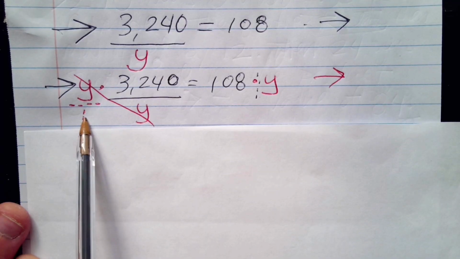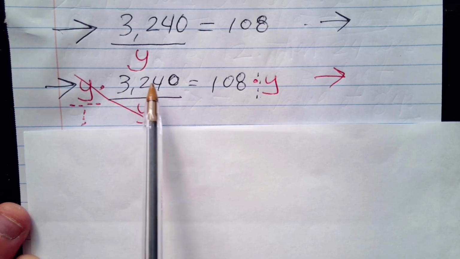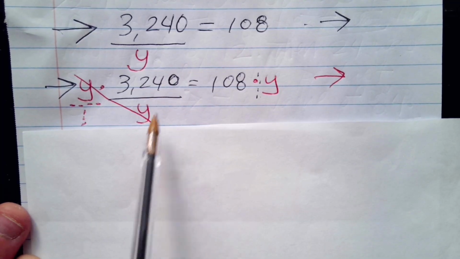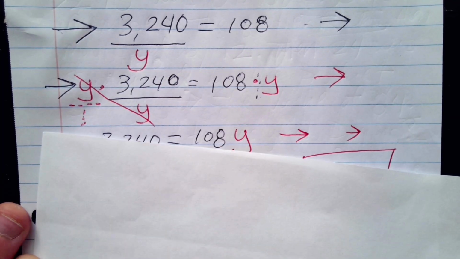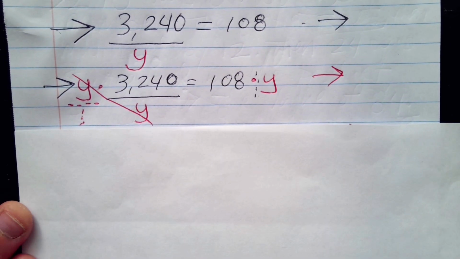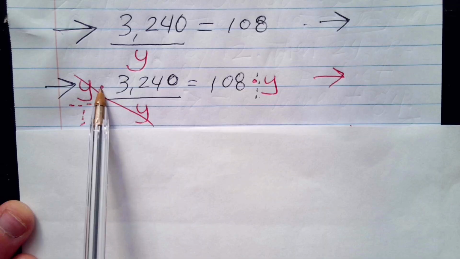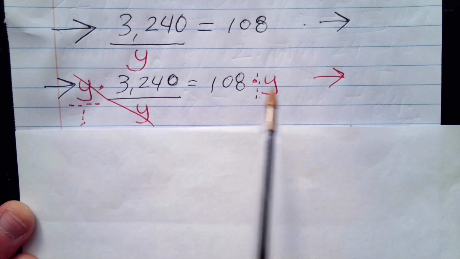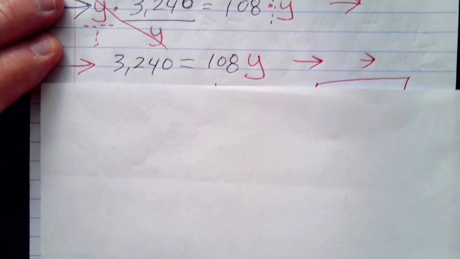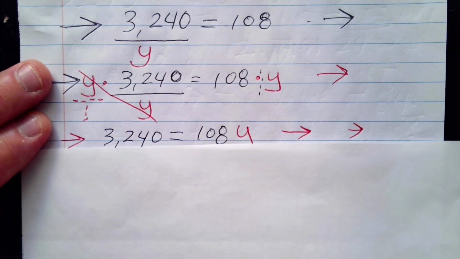So 1 times y would be 1y. 3,240 times 1y would be 3,240y. The y's cancel because 1 over 1, 2 over 2, 3 over 3 is just 1. Or you can cross cancel from the beginning. That's up to you. If you cross cancel the y's, you're just left with 1 times 3,240. But what you do to one side of the equal sign, you have to do to the other side. So 108 times 1y is 108y equals 3,240. Some of you may want to see this, so I'll just bring this here.